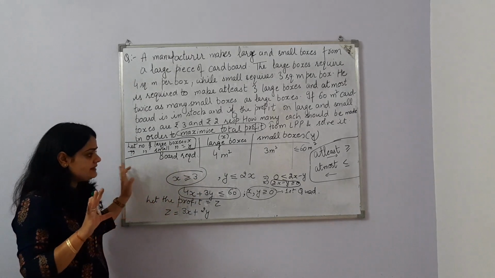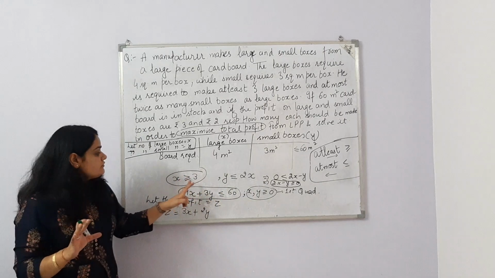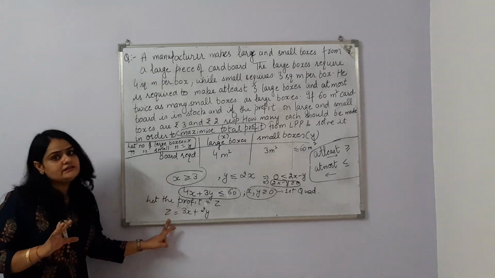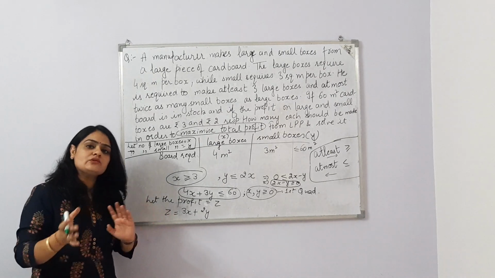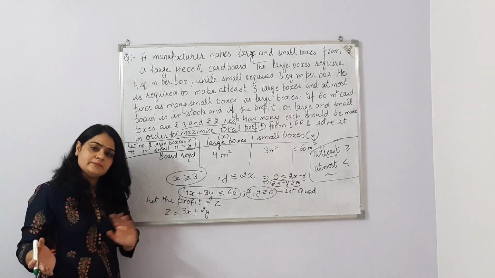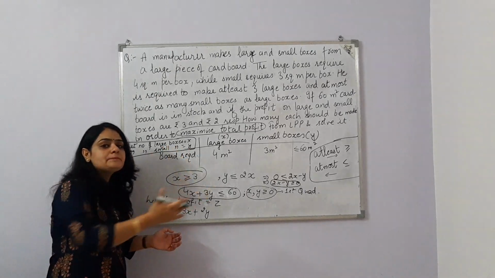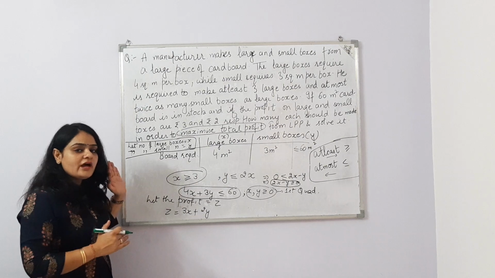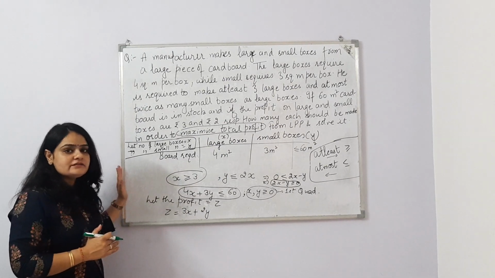The only main thing is the constraints. If the constraints are right, as well as the z function is right, then the graph of course will be right because the calculations are the same as we did in the last question and even in the previous videos. So do this question at home, and if you have any problem then you can contact us.